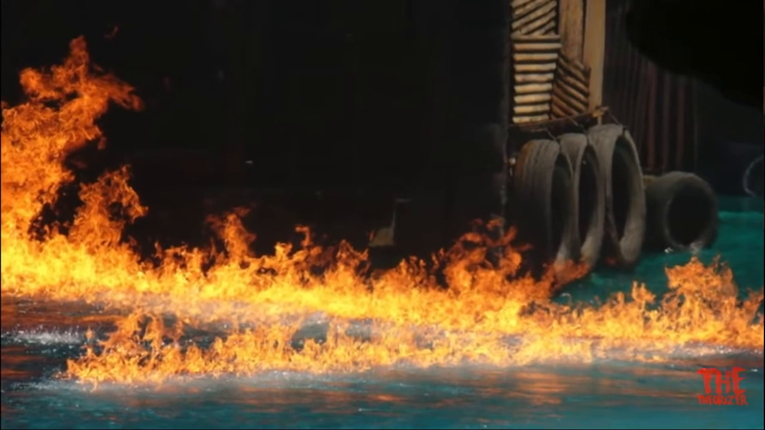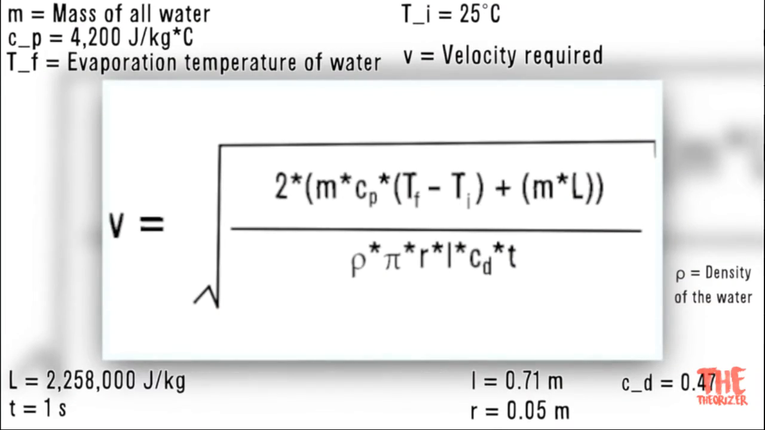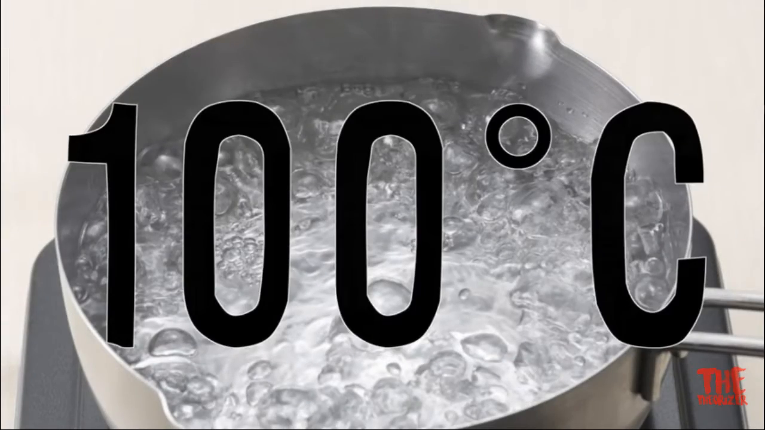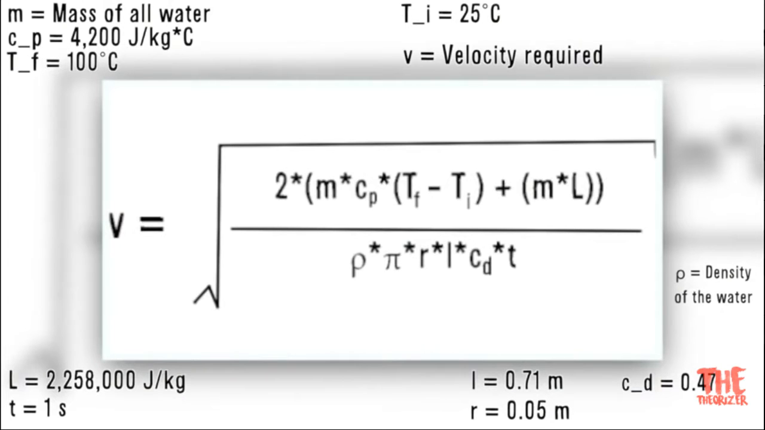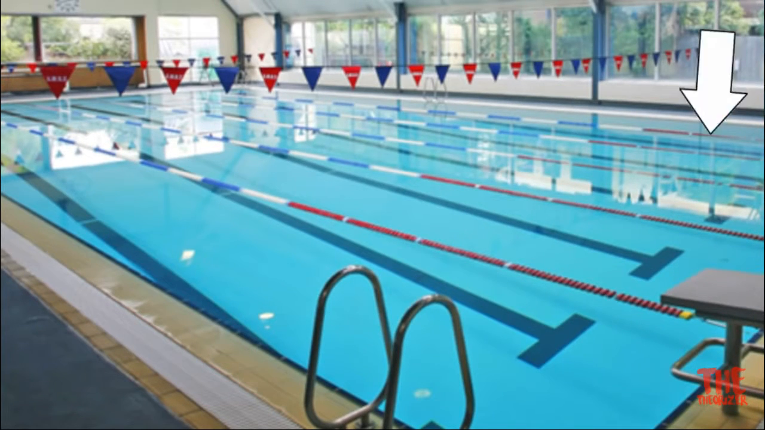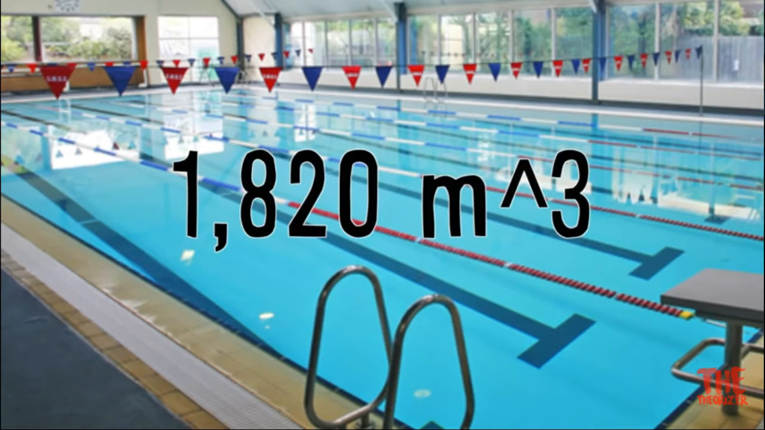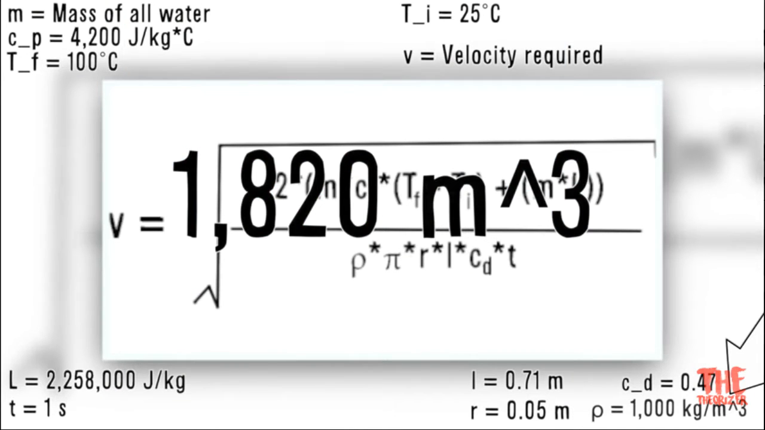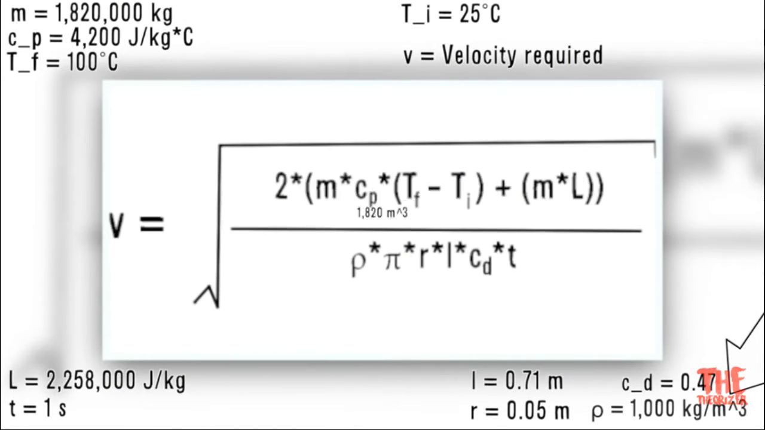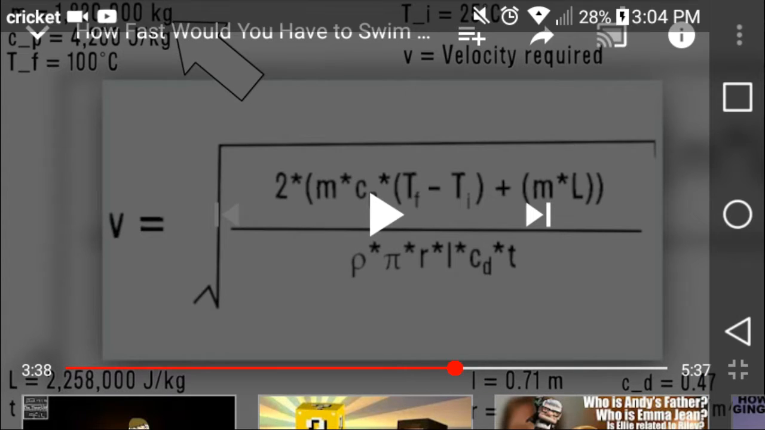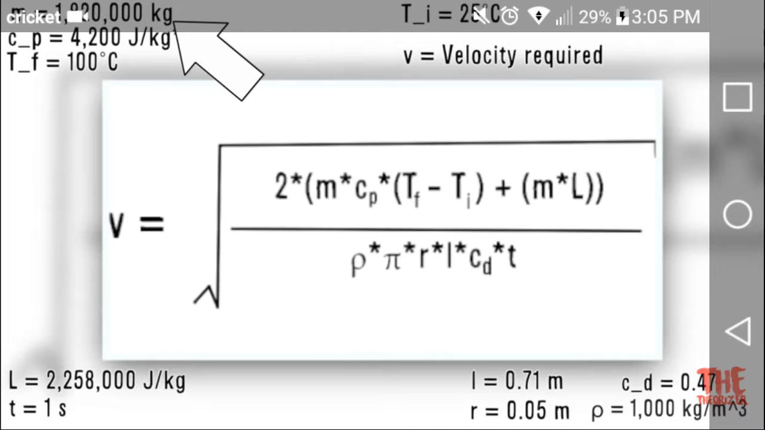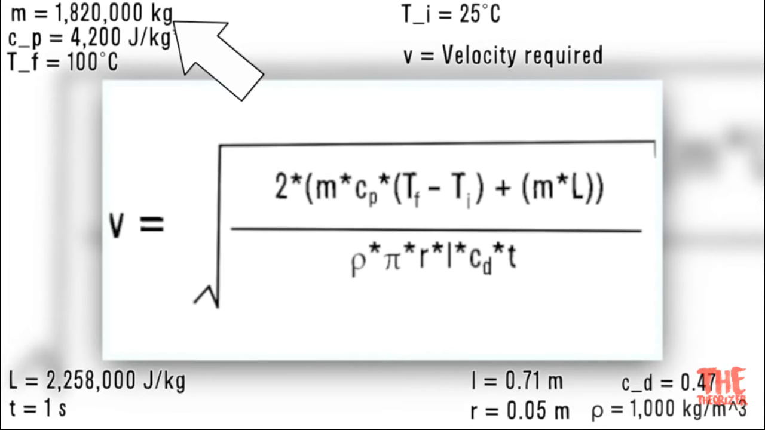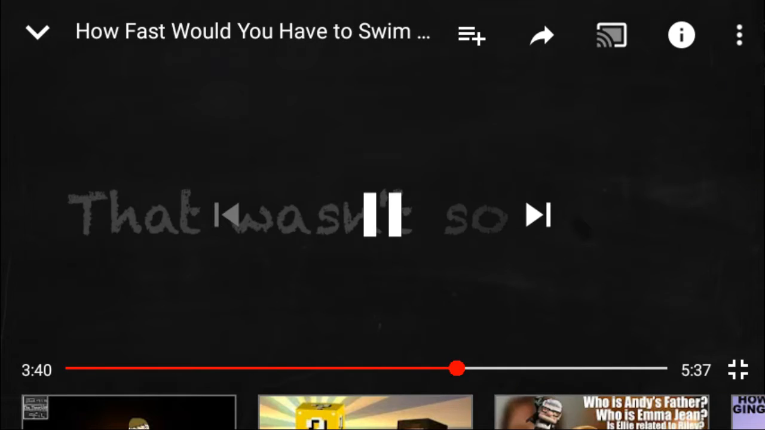Exactly how resistant is water to heat, and how much heat does it take to vaporize all water? Turns out they're 4,200 and 2,258,000. Since water boils fully at 100 degrees Celsius, that's the minimum final temperature. And finally, the measurements of the pool. If the pool is 25 meters long, 20 meters wide, and 12 feet deep, then its volume is 1,820 cubic meters. And since water is 1,000 kilograms per cubic meter, the pool weighs 1.82 million kilograms. That wasn't so hard.